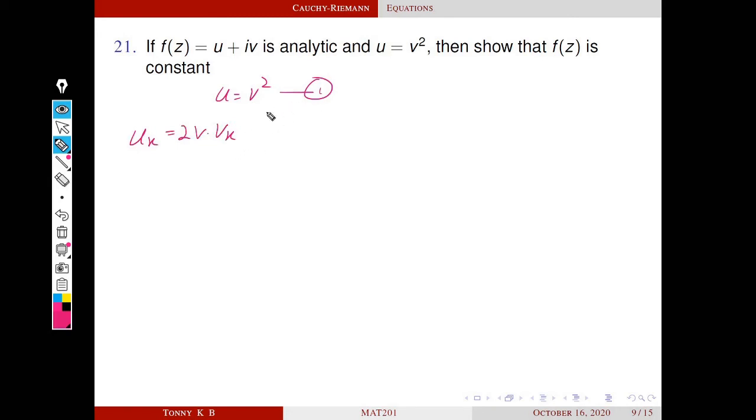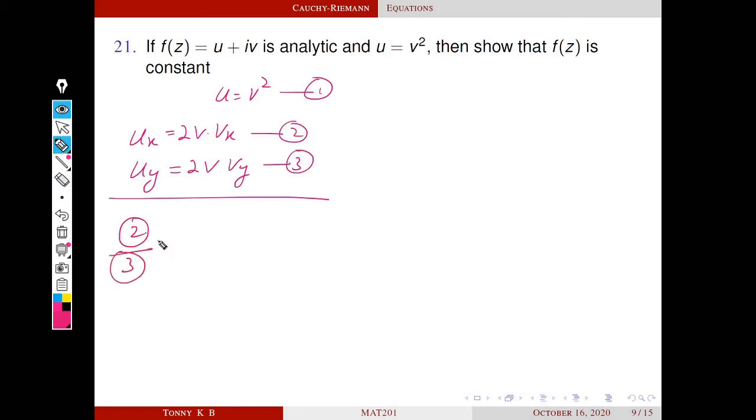Next we differentiate 1 with respect to y. Then we get uy equal to 2v into vy. This is equation number 2, this is equation number 3. Next we consider 2 by 3. So we get ux by uy is equal to vx by vy, since 2v is common, you can cancel. By cross multiplying we get ux into vy equal to uy into vx.